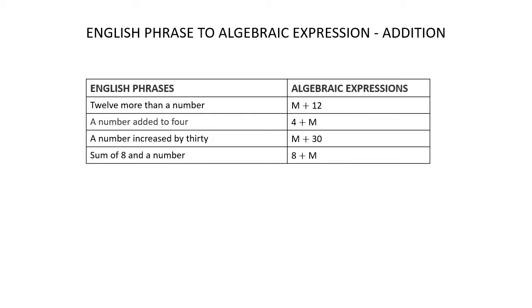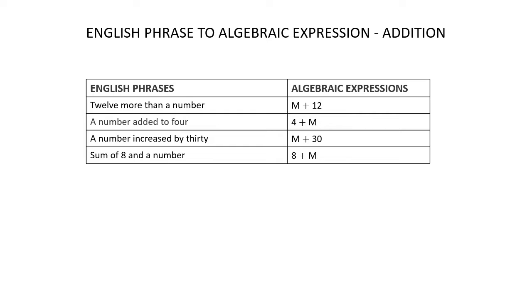Next, a number increased by 30. Let the number be m. Then that number is increased by 30. So this means m plus 30. The number m is increased by 30. So it is m plus 30.